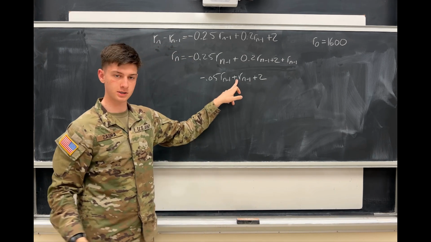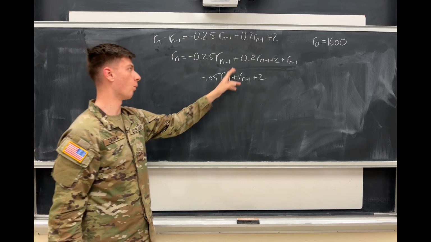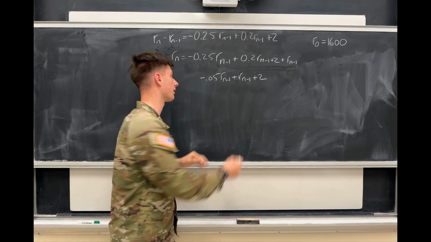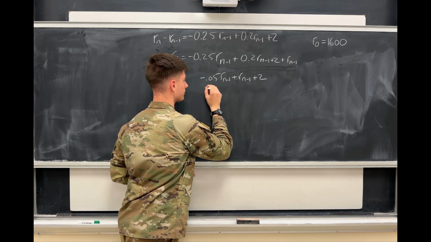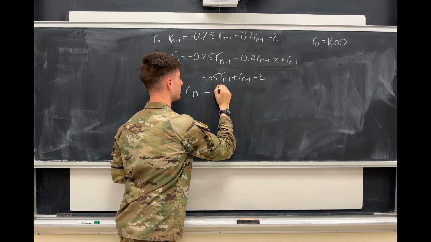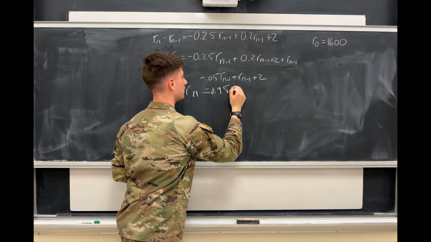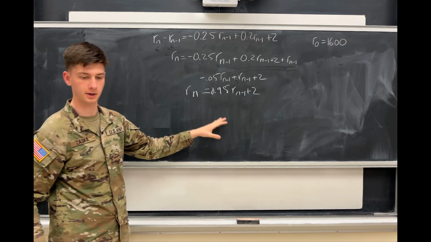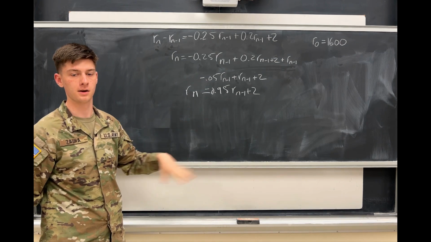And really, this R sub N minus 1 just has a 1 in front of it because it's the whole R sub N minus 1. So when we add those together, this is all going to be equal to R sub N. I'm going to have positive 0.95 R sub N minus 1 plus 2. All right, so that's going to be our generic equation. That's the first step on part A.